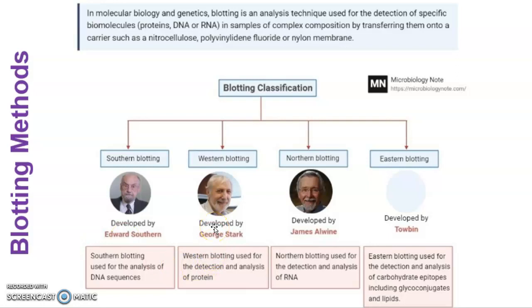Then, after that, sticking with the Southern part, they come up with Western blotting used to detect proteins. Northern blotting used to detect RNA. And there's even an Eastern blotting that you don't hear too much about. So we're going to talk a little more about Western and Northern blotting. And Western blotting is largely still used today. Okay? And the techniques you'll see between the two, they follow very similar steps.